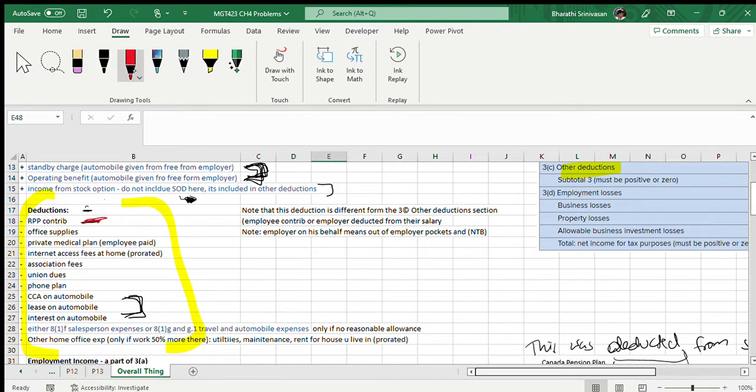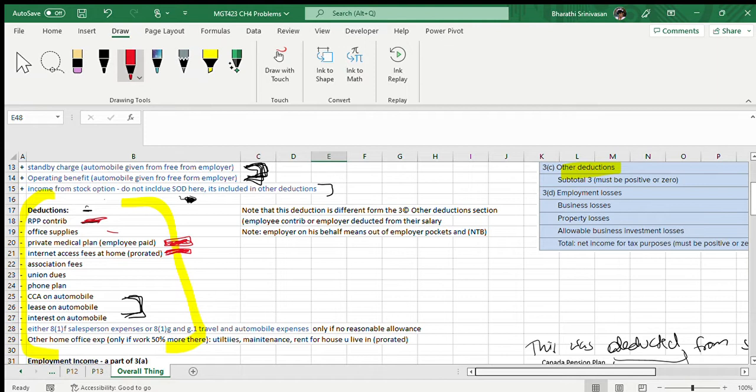Another thing is office supplies. Anything that's used for the office, you can deduct it. Private medical plan, employee paid. Remember, this is an employee paid plan, so it's taken out of my salary. So this one is also deducted. Internet access fees at home. If I pay for internet for my workplace, then I would have to deduct this.